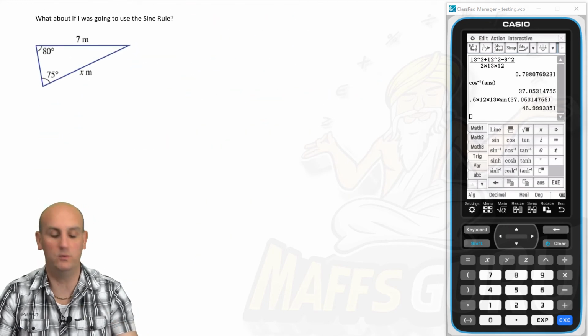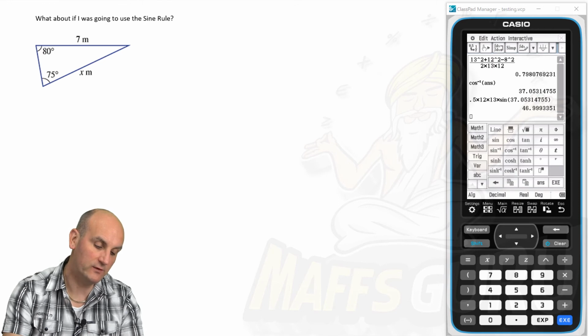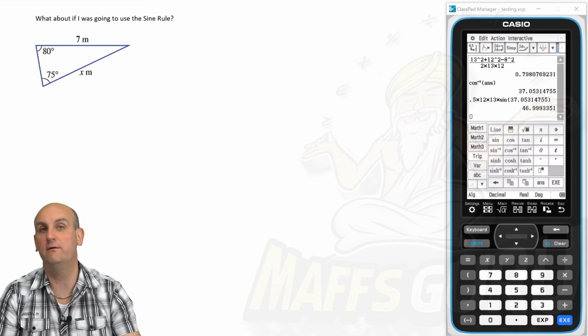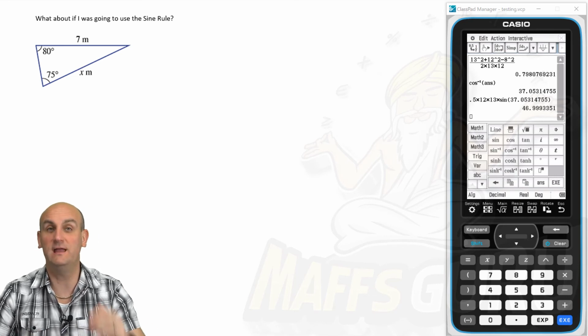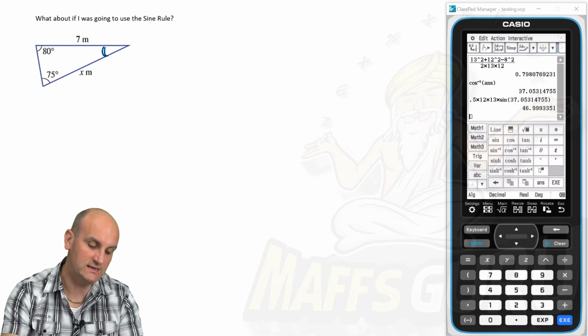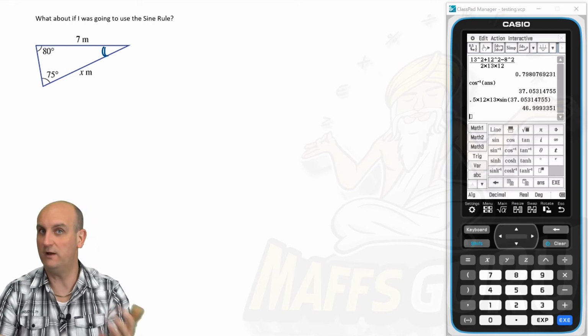Now remember, the sine rule works when we have a side and an opposite angle, and a side and an opposite angle. But in this situation, we want to try and find the area of this triangle. To find the area, we need 2 sides and an included angle, which means that we actually need to know that angle there. How do I find it?